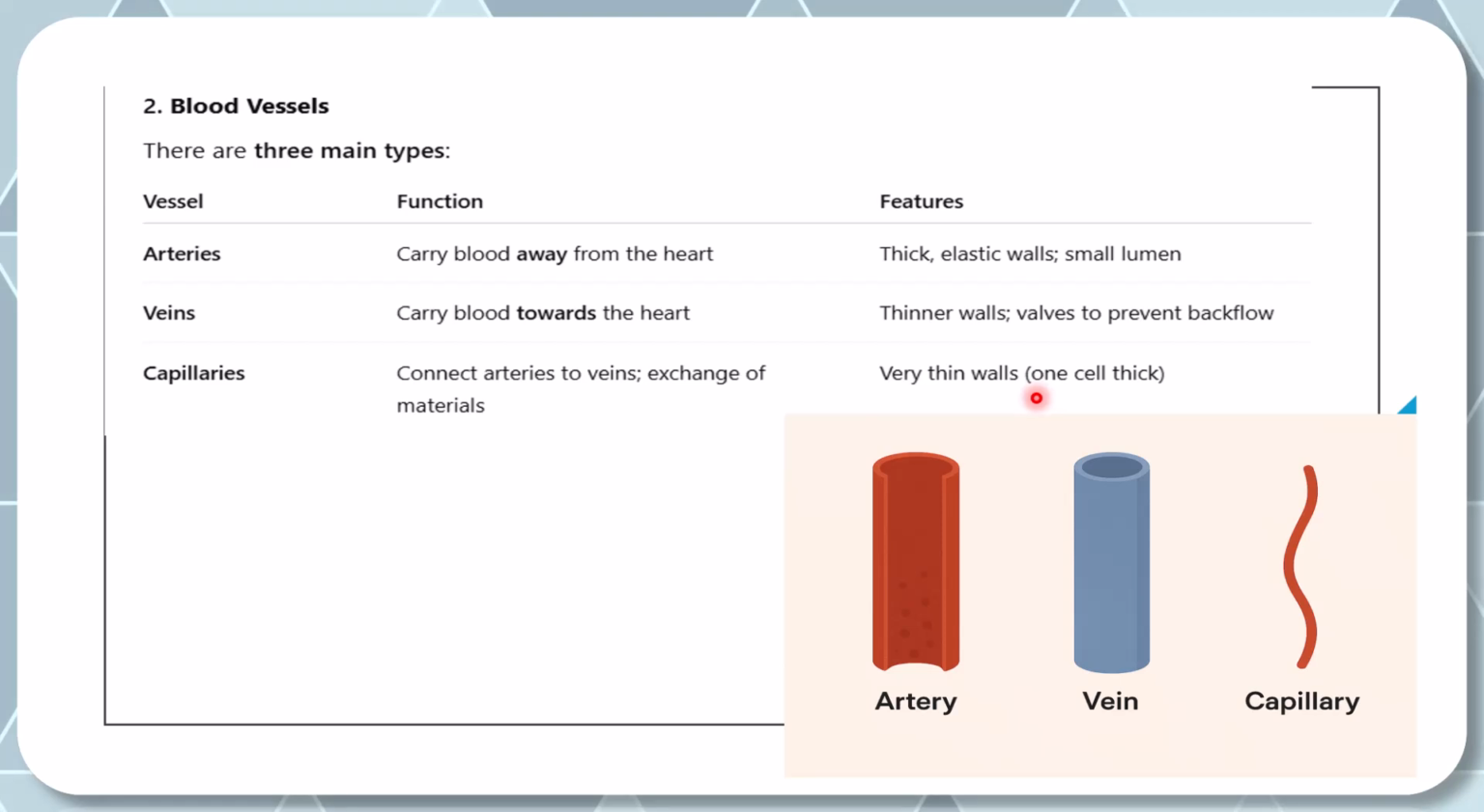And they have very thin walls. In fact, they're one cell thick to make the things that are needed diffuse in and out easily, the substances that are needed, the nutrients. So this is how they're adapted to do this.